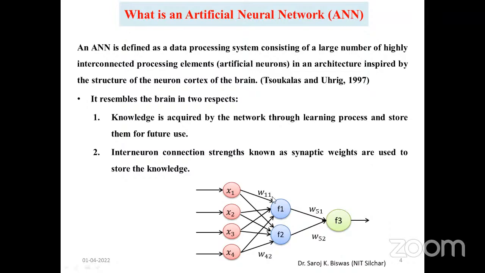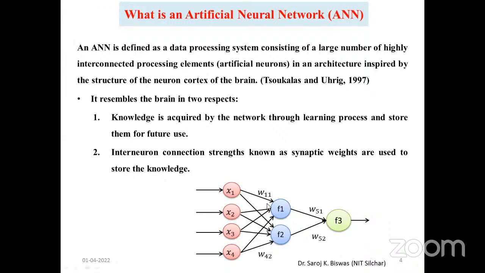But when we think about a practical neural network, it can have a number of hidden layers, and within a hidden layer there can be a number of neurons. If you see here, it consists of a number of processing elements, and all the processing elements are connected with each other. That's why they are said to be interconnected, and we have a large number of processing elements here. So this is the structure.